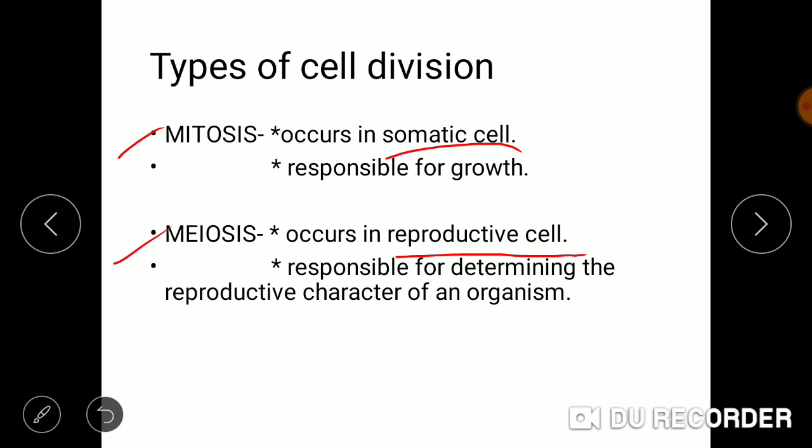reproductive cells. Just now we have studied that somatic cells are also known as body cells and are responsible for development of the body. So as mitosis is occurring in somatic cells, mitosis is helping in the growth of the body. While meiosis is occurring in reproductive cells, so it is responsible for determining the reproductive character of the organism.